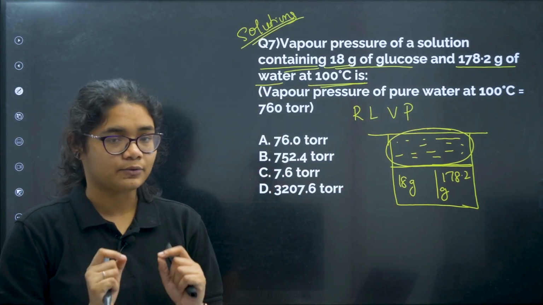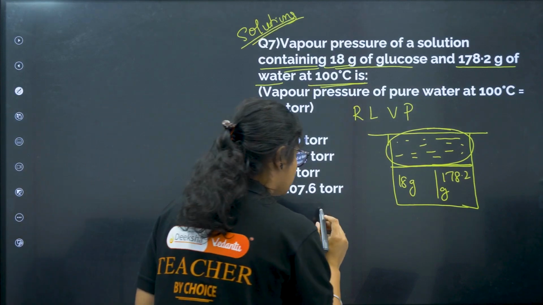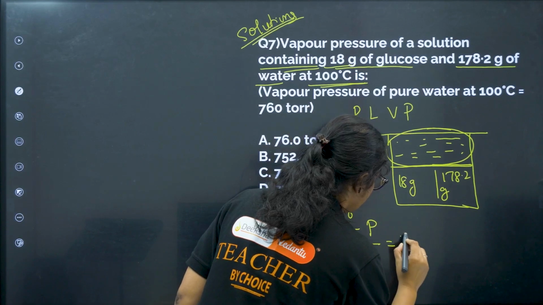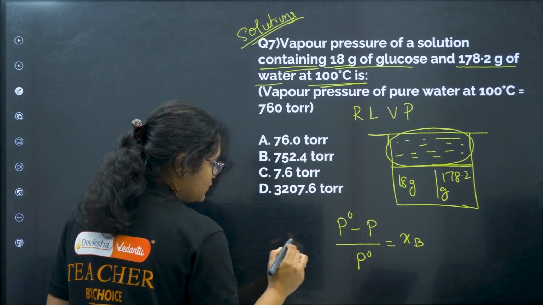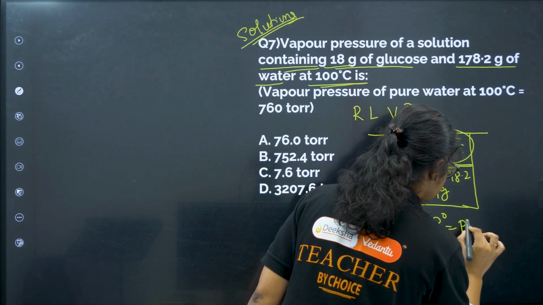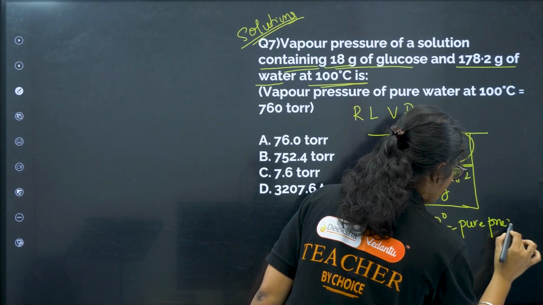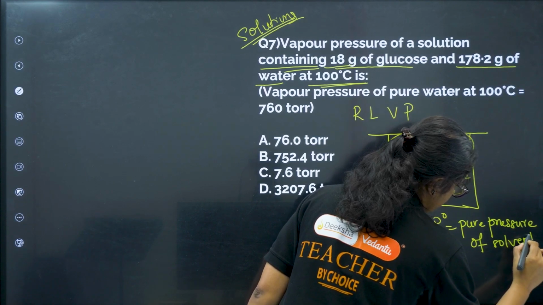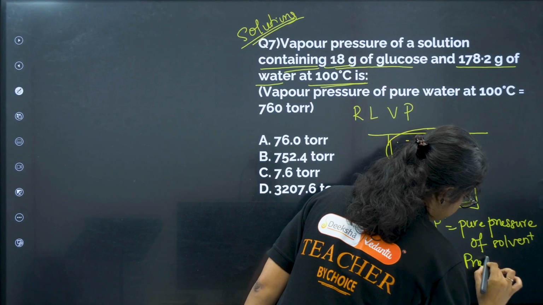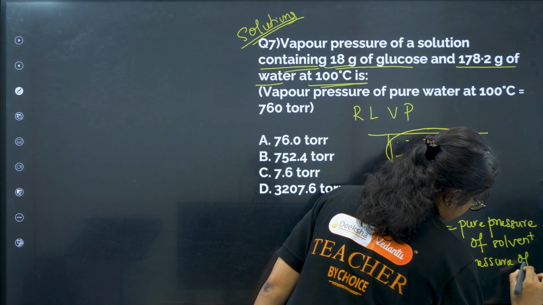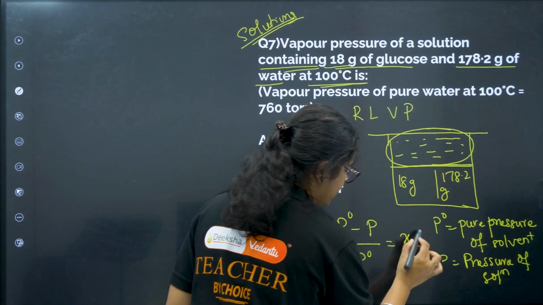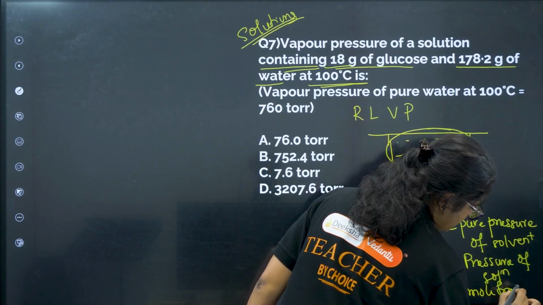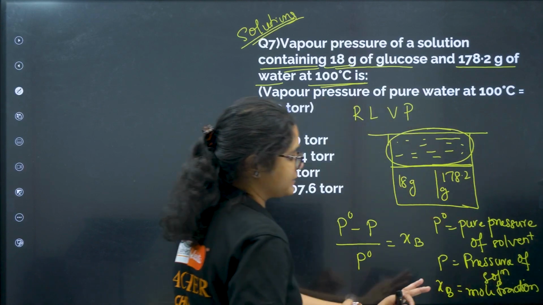And we have a formula to calculate the relative lowering of vapor pressure also. So what is that? If you know, P naught minus P by P naught is equal to XB, right? So P naught is what? P naught is the pure pressure of solvent, and P is the pressure of solution, right? Next we have XB. XB is mole fraction of solute, mole fraction of solute.